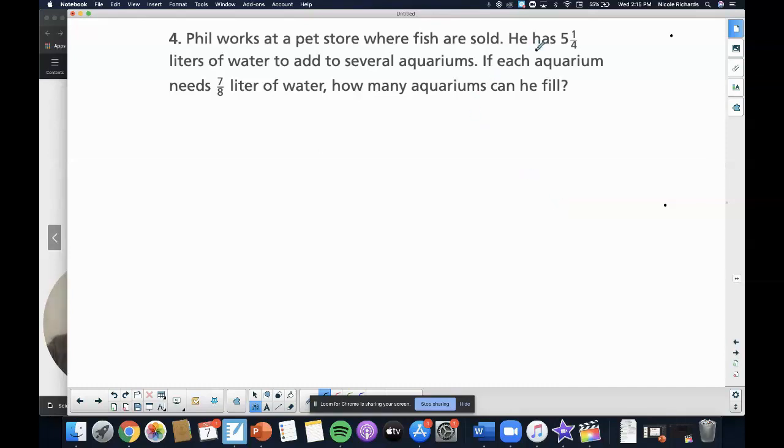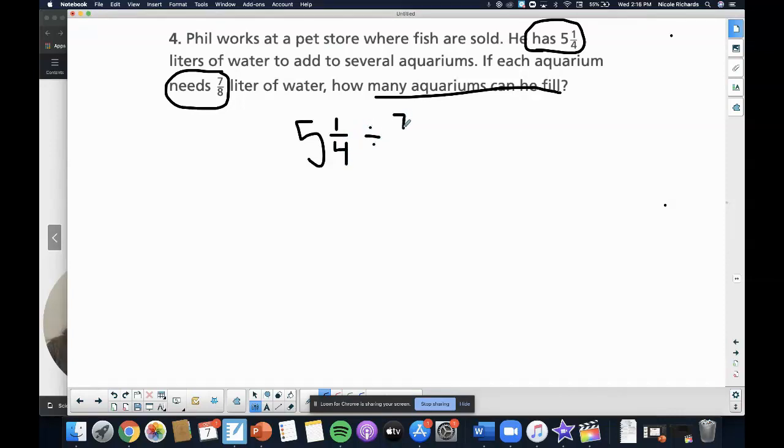He has 5 and 1/4. So I'm hearing that he has this. This is his total liters of water to add to several aquariums. If each aquarium needs 7/8 liters of water, so this is what he's putting into every aquarium, how many aquariums can he fill? So I know I have 5 and 1/4. There's my dividend. And we're cutting it into groups of 7/8 here.